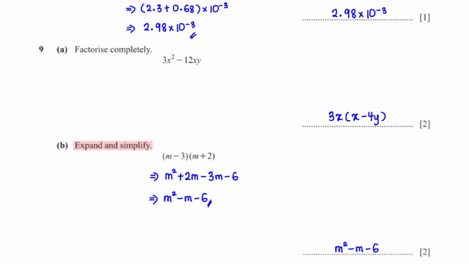Expand and simplify. M minus 3 times m plus 2. To expand the brackets, each term in one bracket multiplies all the terms in the other bracket. So m times m is m squared. M times 2 is 2m. Negative 3 times m is negative 3m. Negative 3 times 2 is negative 6. 2m minus 3m is negative m. So we have m squared minus m minus 6.